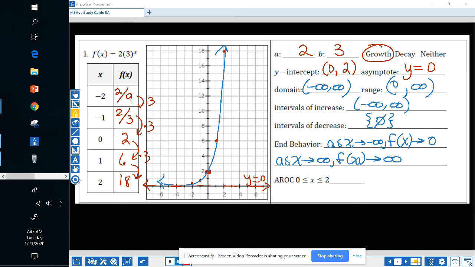And then as x approaches positive infinity, our output continues forever increasing. Our AROC, we want to know the average rate of change between 0 and 2. So we're going to find the slope of the secant line. And luckily for us, we have those values in our function table. So we have the 2 points, (0, 2) and (2, 18). If we did not, we would plug in the 0 for x and get out y, and plug in 2 for x and get out y. So AROC, the change of the y's compared to the change of the x values, and that gives us 16/2, which is 8.